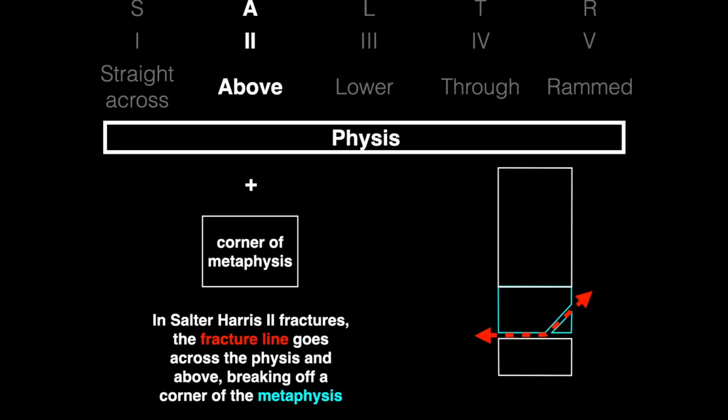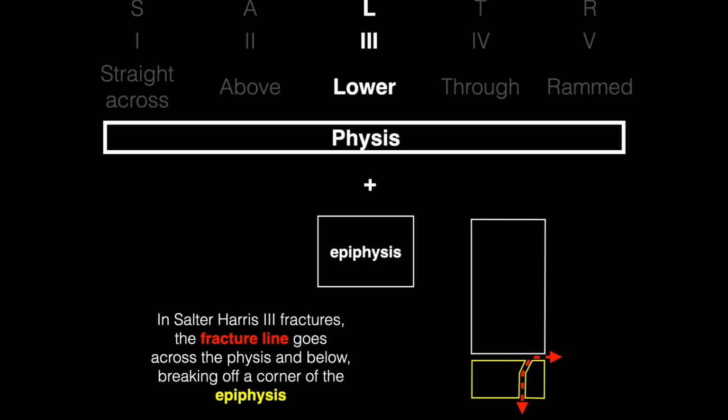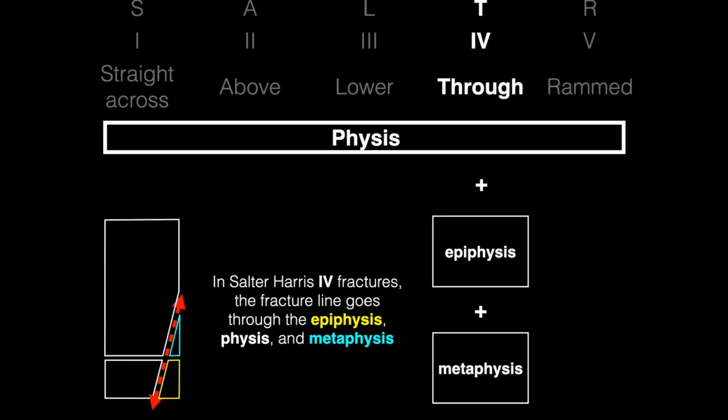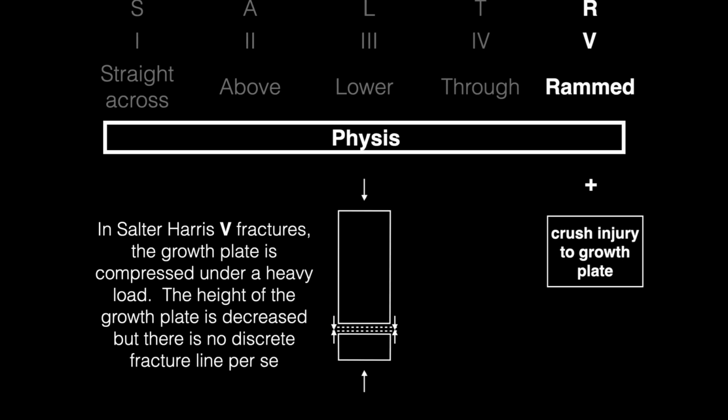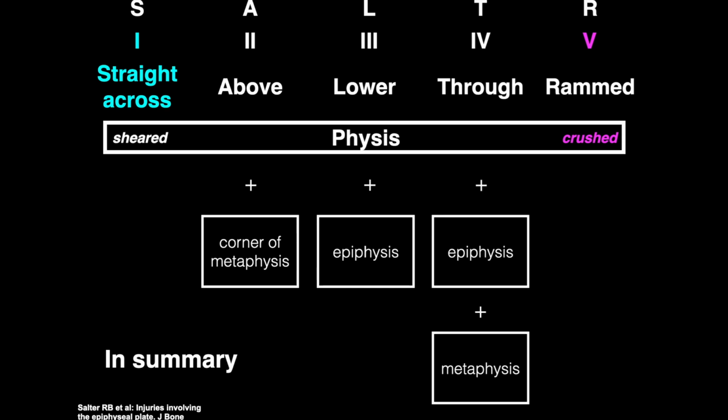In Salter-Harris 2 fractures, the fracture line goes across the physis and above, breaking off a corner of the metaphysis. In Salter-Harris 3 fractures, the fracture line goes across the physis and below, breaking off a corner of the epiphysis. In Salter-Harris 4 fractures, the fracture line goes through the epiphysis, physis, and metaphysis. In Salter-Harris 5 fractures, the growth plate is compressed under a heavy load. The height of the growth plate is decreased, but there's no discrete fracture line per se. This is a summary slide that goes over everything that we've talked about.